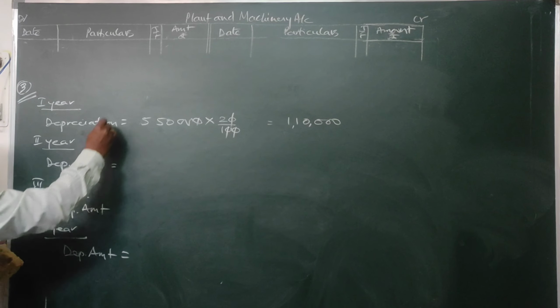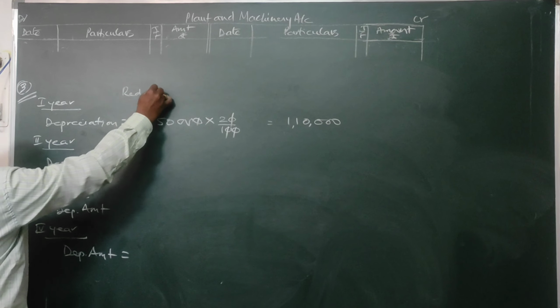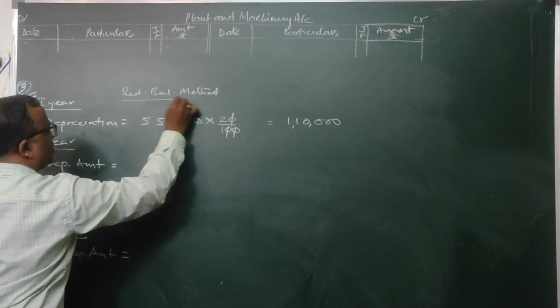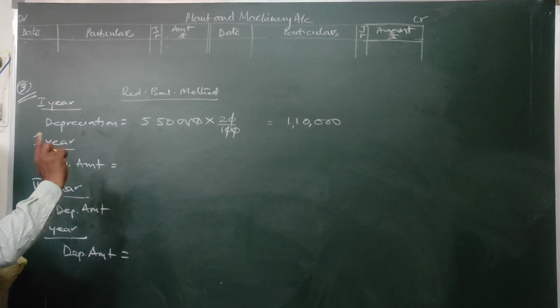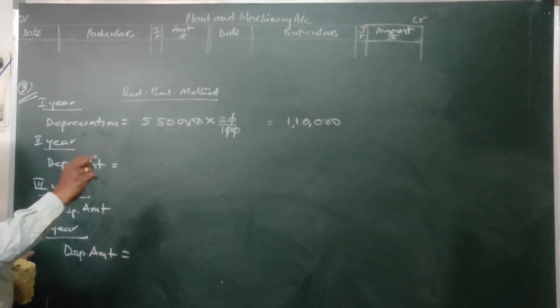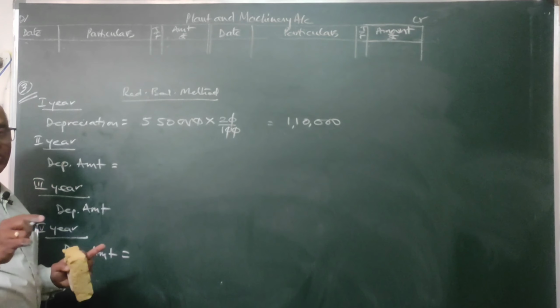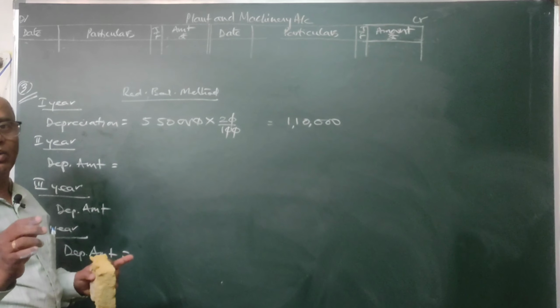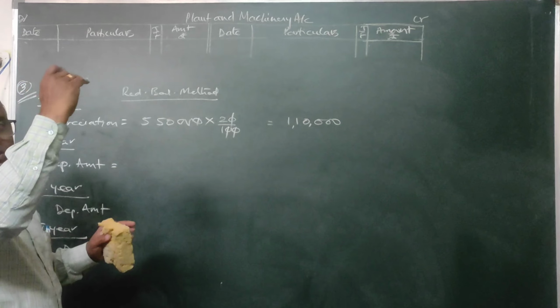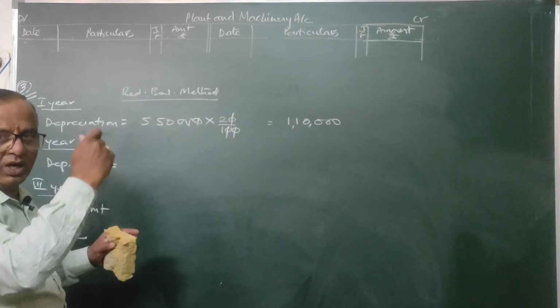Now observe, which method are we following? The reducing balance method. Under the reducing balance method, every year we calculate the depreciation as a percentage on the balance of the asset at the beginning of the year, which is nothing but the written down value. How do you get the written down value? The balance of the asset less depreciation.